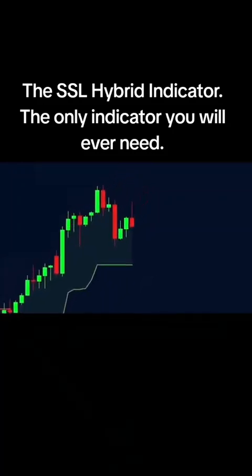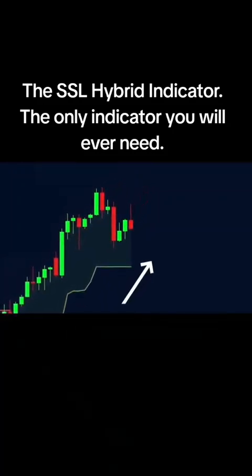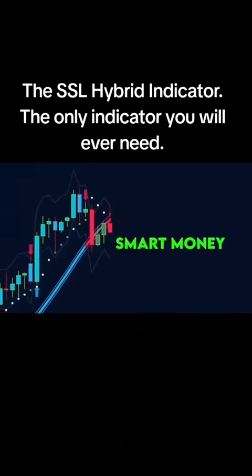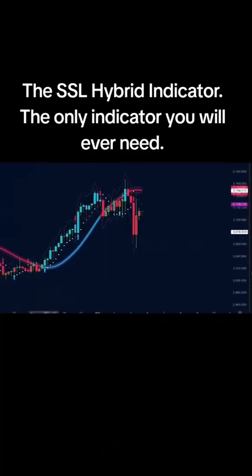Look at this trade right here. While other indicators were still showing bullish signals, this powerful indicator had already turned gray, warning smart money was pulling out. A few candles later, price collapsed.